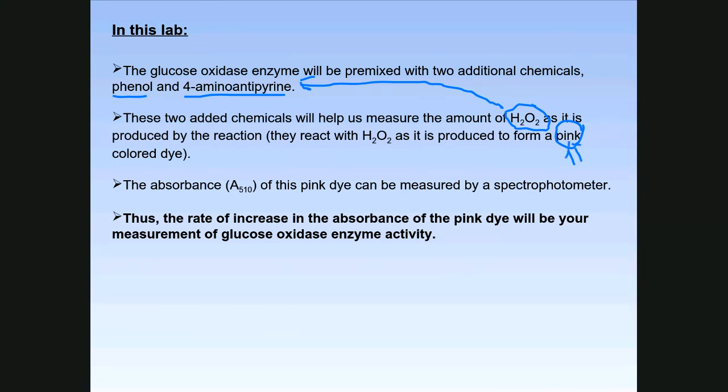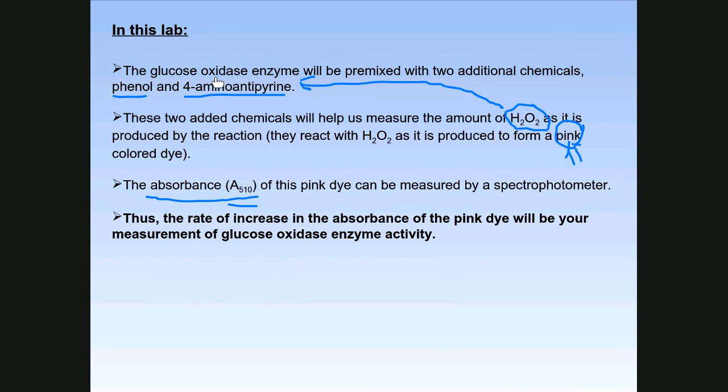And what happened was scientists discovered that this pink color absorbs light best at a wavelength of 510, or A510. So the way it would have worked in lab is you would have been given a flask with just the substrate, or a flask with the substrate glucose. The other reactants, the oxygen and the water, are already available in the air and in the solution.